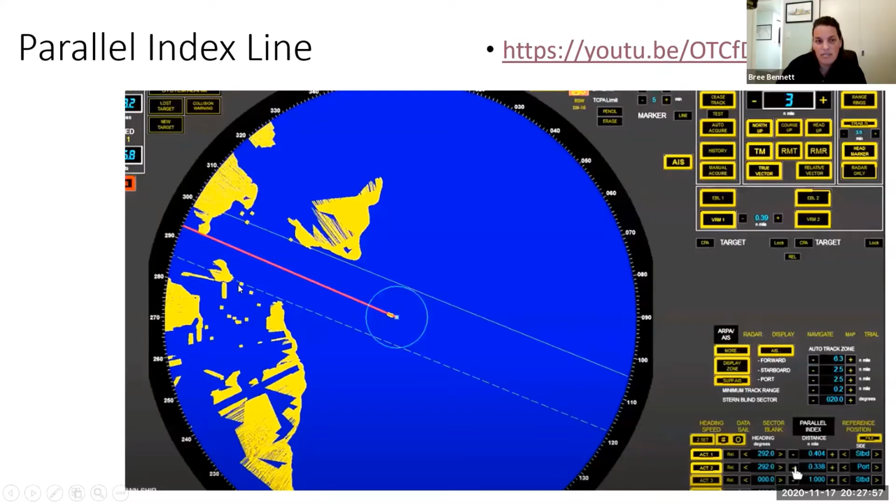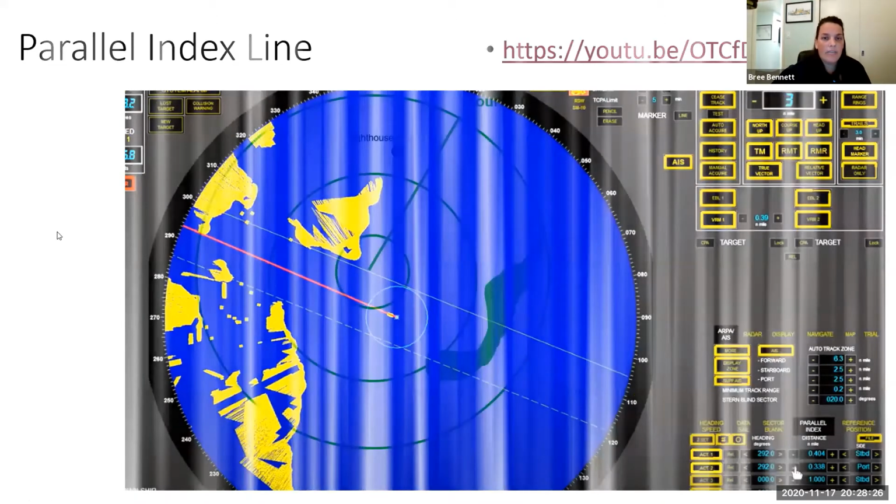Okay. They are a great tool. Each radar is a little bit different. Sometimes to put a parallel indexing line on the chart or on the radar, it takes a little menu diving, if you will. But once you learn your radar and how to put one on quickly, then they're great tools to use. So mess around with that if you get a chance.